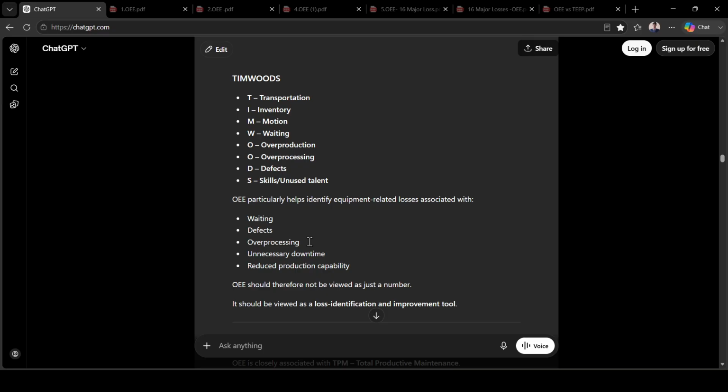So OE should therefore not be viewed as just a number. It should be viewed as a loss identification and improvement tool.